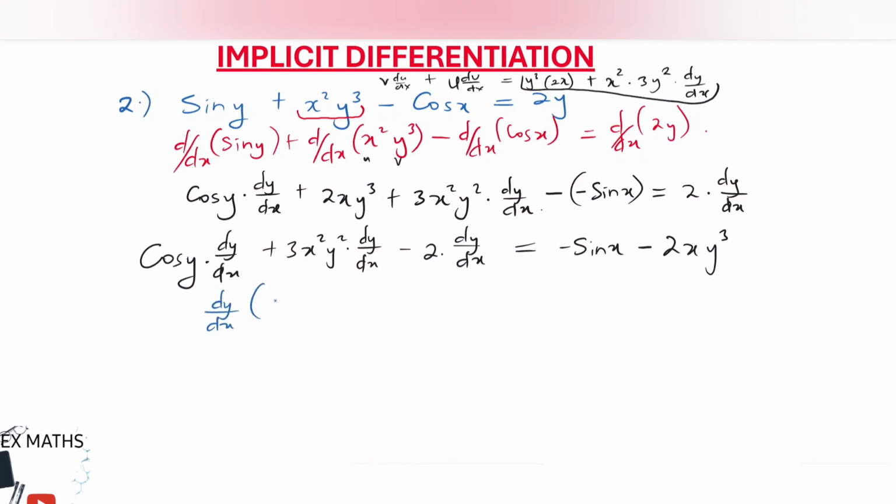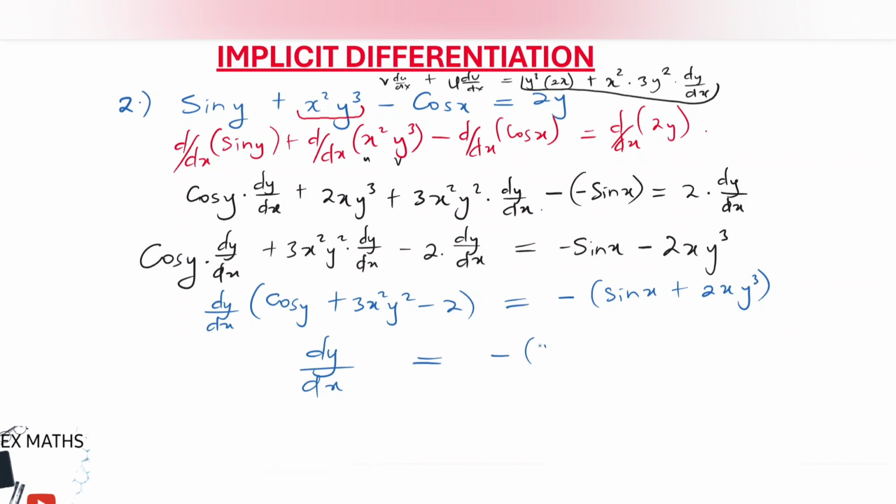This is going to be dy dx, open bracket, cos y plus 3x squared y squared minus 2 is equal to, you can factorize a negative sign here, negative sin x plus 2xy cubed. Then we're going to divide by this whole expression. This is going to be dy dx is equal to minus, open bracket, sin x plus 2xy cubed all over cos y plus 3x squared y squared minus 2, like that. That's our answer.